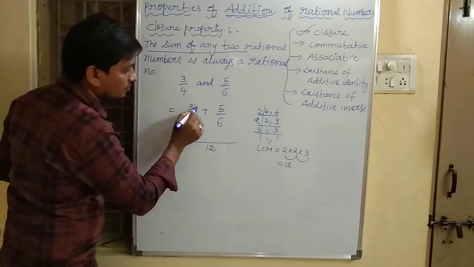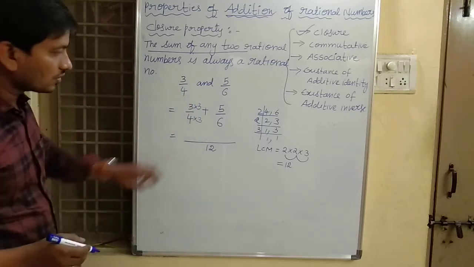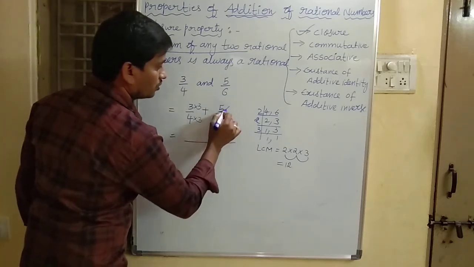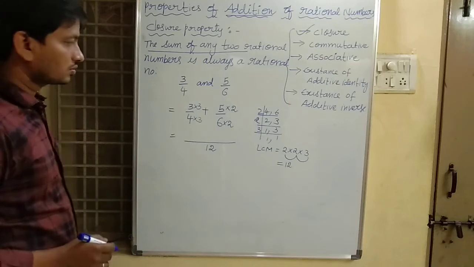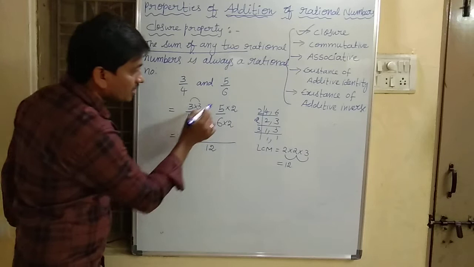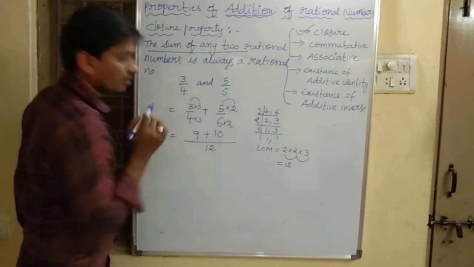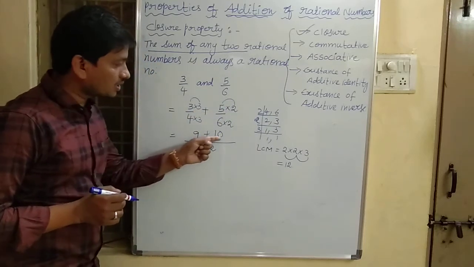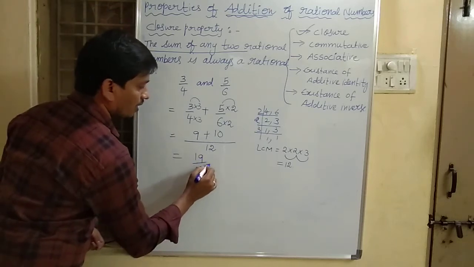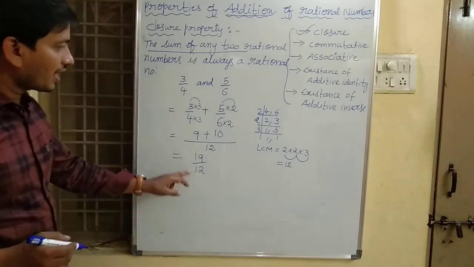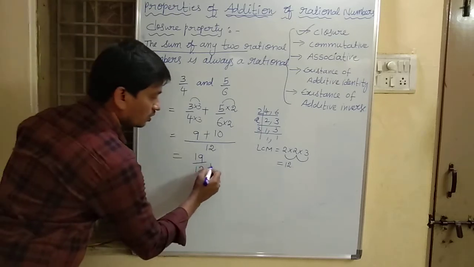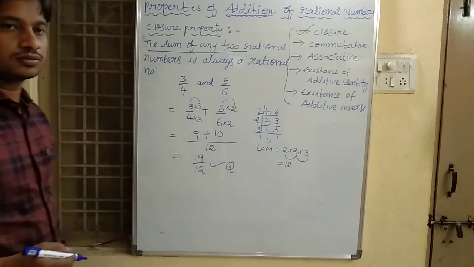Into 3. 6 how much are 12? 6 twos are 12, into 2. Now 3 threes are 9 plus 5 twos are 10. That is 9 plus 10, which is equal to 19 by 12. The result 19 by 12 is also a rational number.